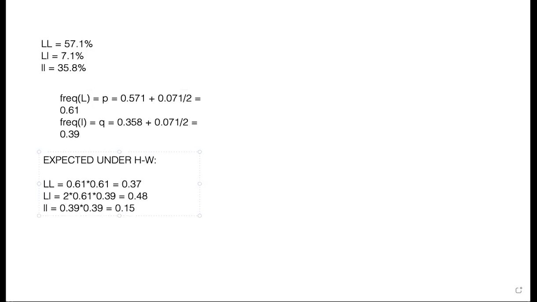If we were under Hardy-Weinberg, we would expect to have a heck of a lot more heterozygotes than we do. We would expect that almost half the population would be heterozygotes. In the real population, less than 10% of the population is heterozygotic. This is the signature of a population that's undergoing a lot of inbreeding.